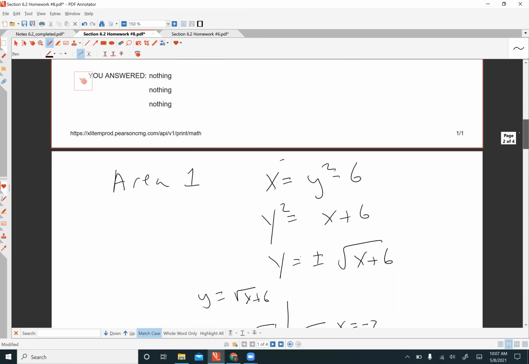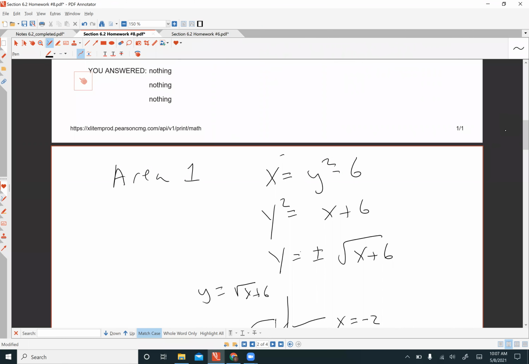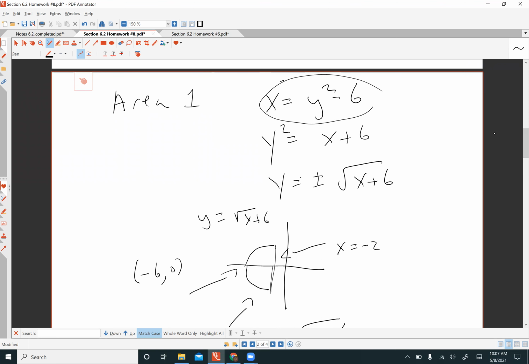So here's our original function. Now we're going to make x the independent variable and y the dependent variable. Okay, so we just solve for y. We get y squared equals x plus 6. And then when you solve for y, you get y is equal to plus or minus the square root of x plus 6.